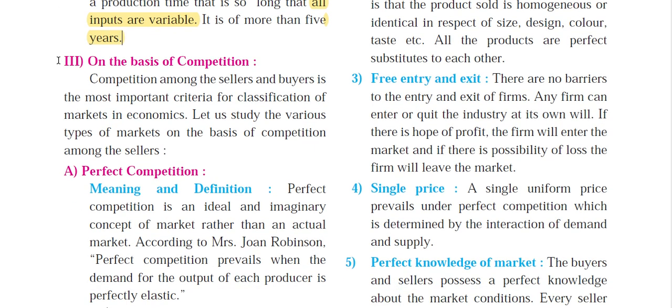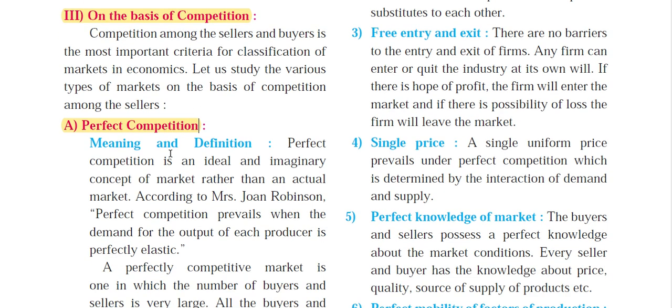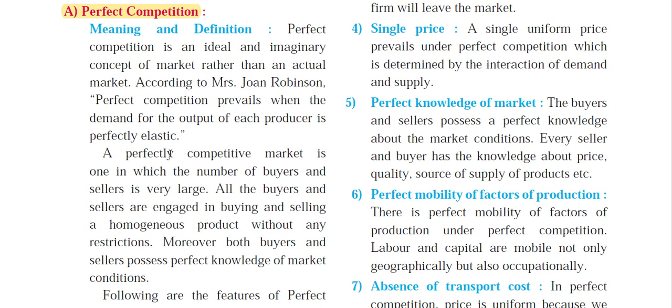Then on the basis of competition, from here your main chapter will start, that is forms of market. On the basis of competition, we saw there's perfect competition and imperfect competition. Perfect competition is a hypothetical example. Always, first of all, define market, whatever it is, and if it is perfect competition, define what is perfect competition. Whatever question is asked, you have to first define it or explain it in your own words, and then further answer the question.